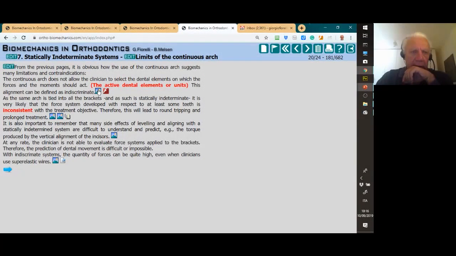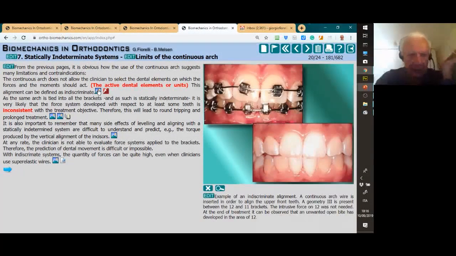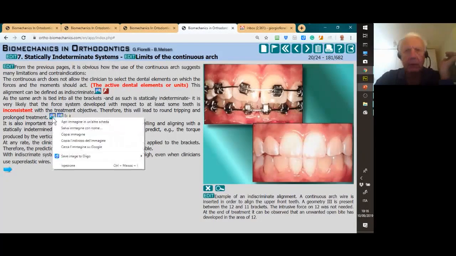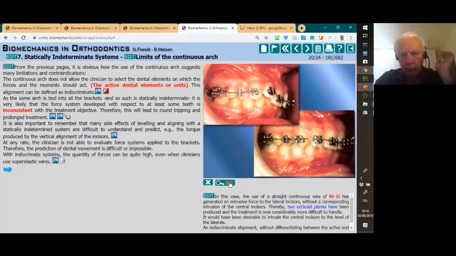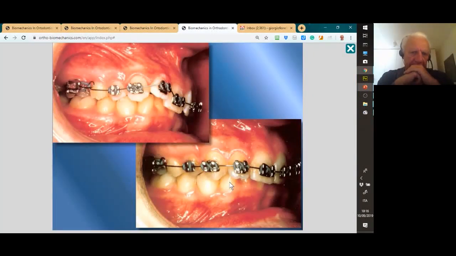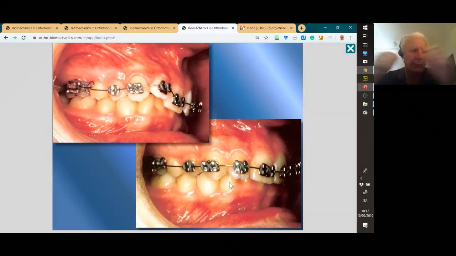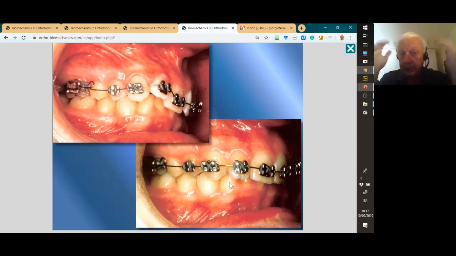And I would like to talk now about the limits that we have if we work with continuous archwire and statically indeterminate mechanics. And this is very, very important from a clinical point of view. I hope that you have been following me until now, but now we are getting to the point that we are going to apply some of the knowledge in the clinical part.